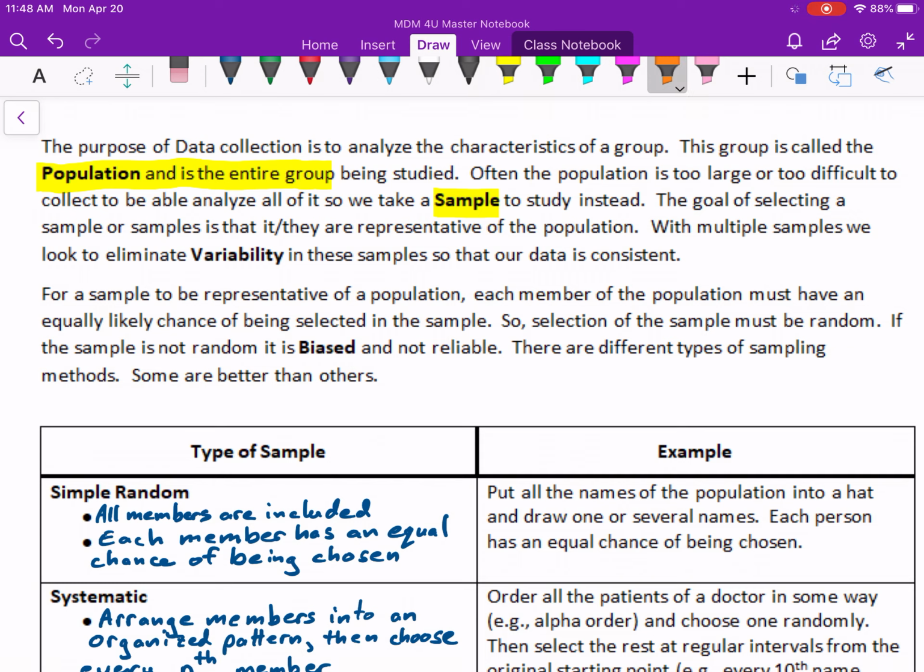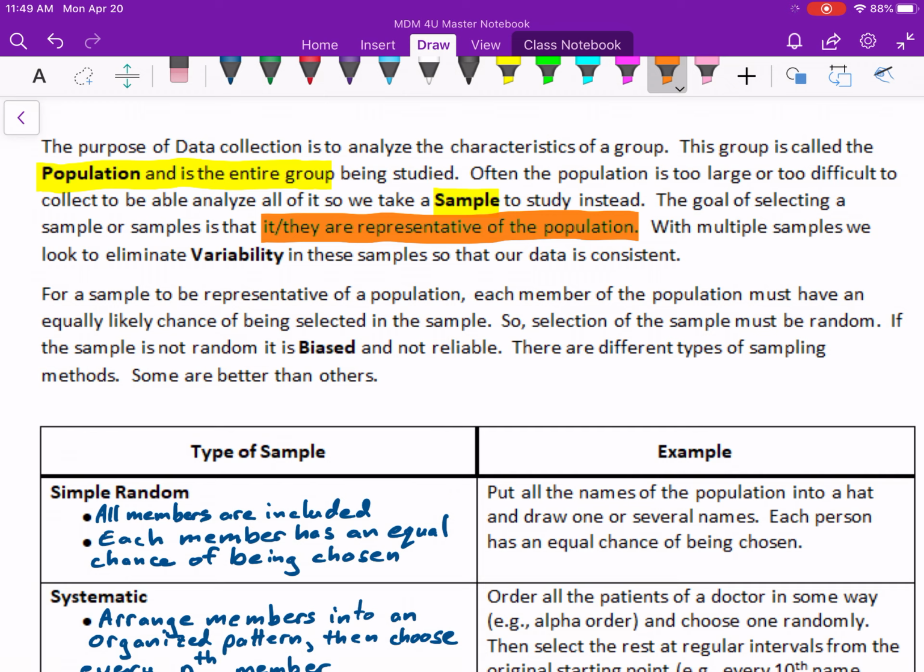So that is very important. Use a different color for that. It has to be representative. With multiple samples, we are able to eliminate variability in the samples so that our data is consistent. So if I take one sample, then maybe if it's a good sample, I might have an idea of what's going on for whatever I'm studying. But if I take multiple samples and I am able to repeat my results, then I can be even more sure that I've got good information.